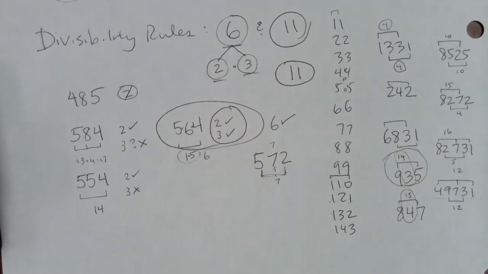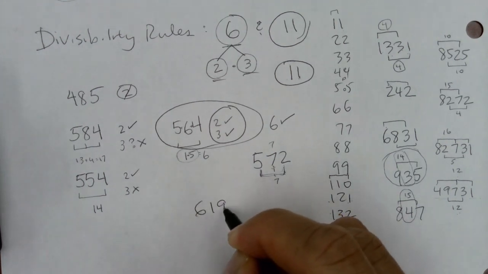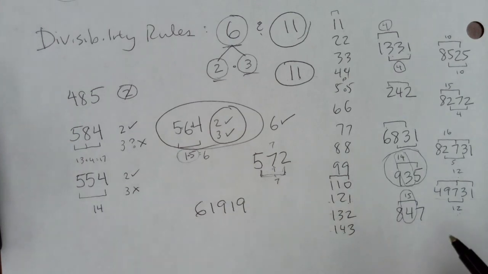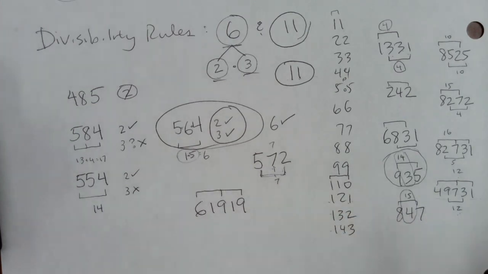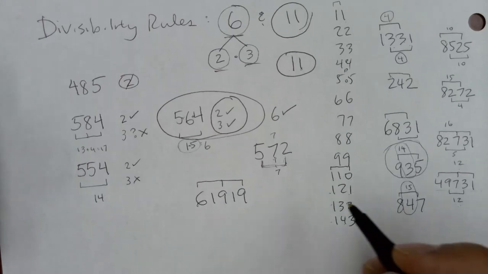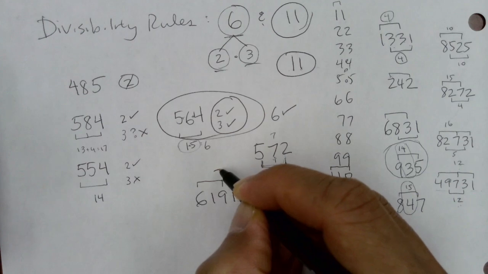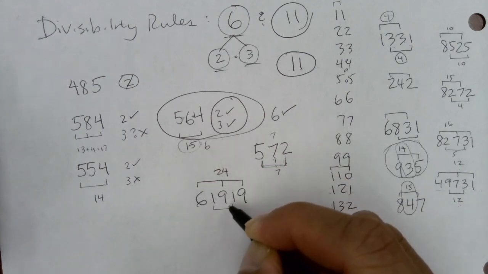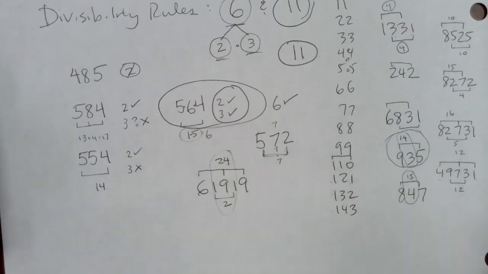Well, let's see. 619. There's another multiple of 11. That's 11 times 5,629. I'm testing the multiple of 11 idea. 6 plus 9 plus 9 is 24 and 2. Right? The difference there is 22, which is a multiple of 11.